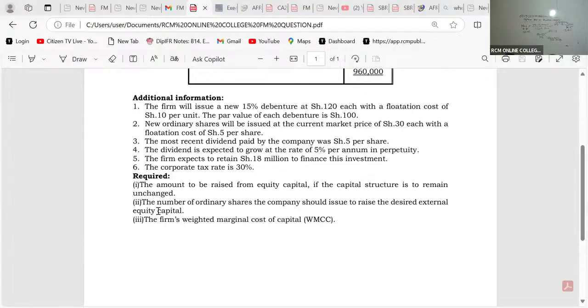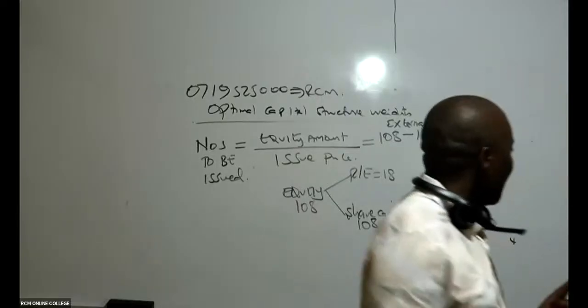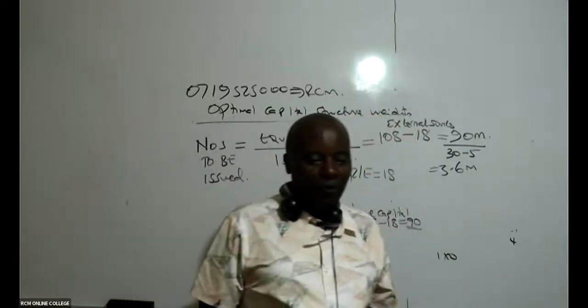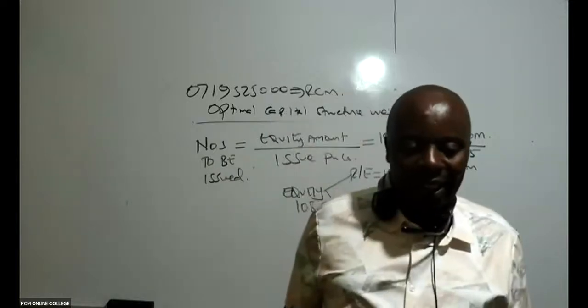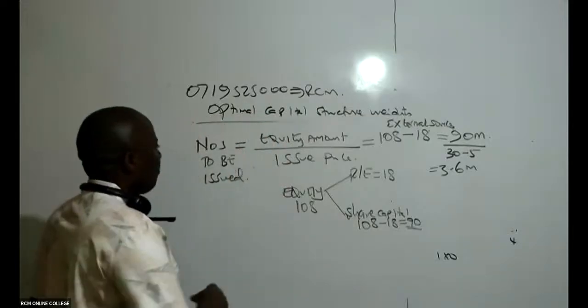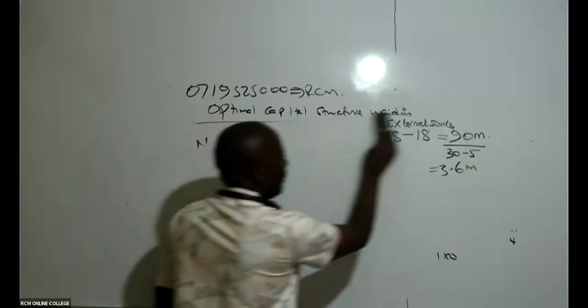Now, number 1 and 2 are done. Now we are doing number 3. They want me to give them the firm's weighted marginal cost of capital, WMCC. Now you need to know how to differentiate between WACC and WMCC. Is there anybody who knows the difference between the two?